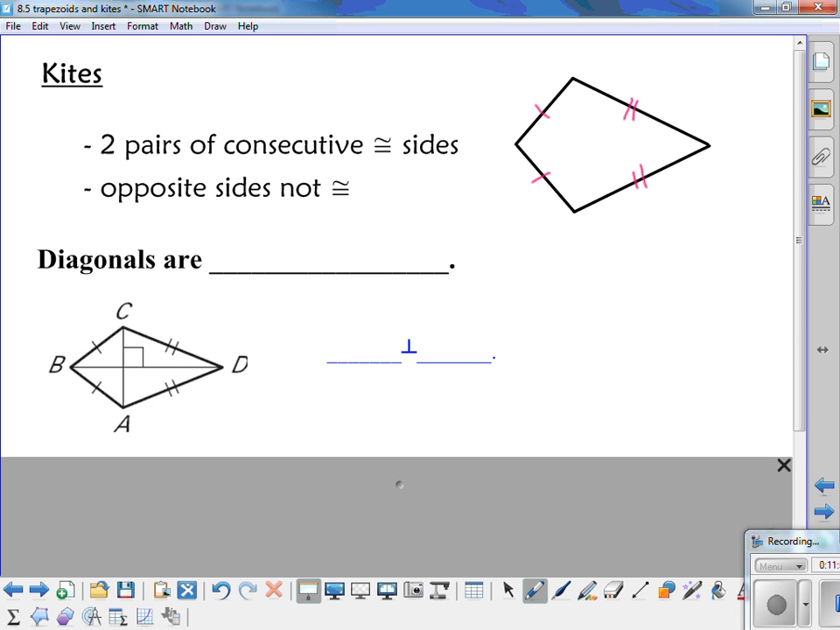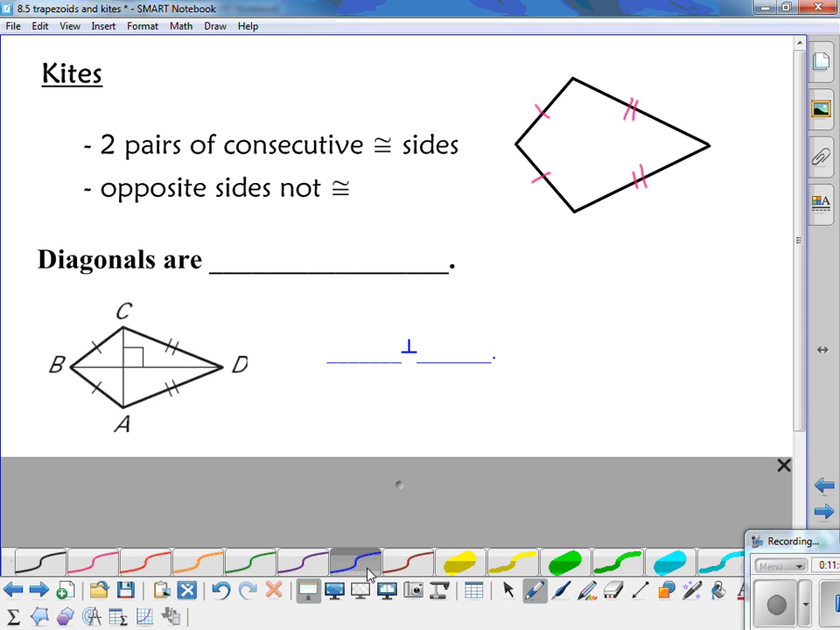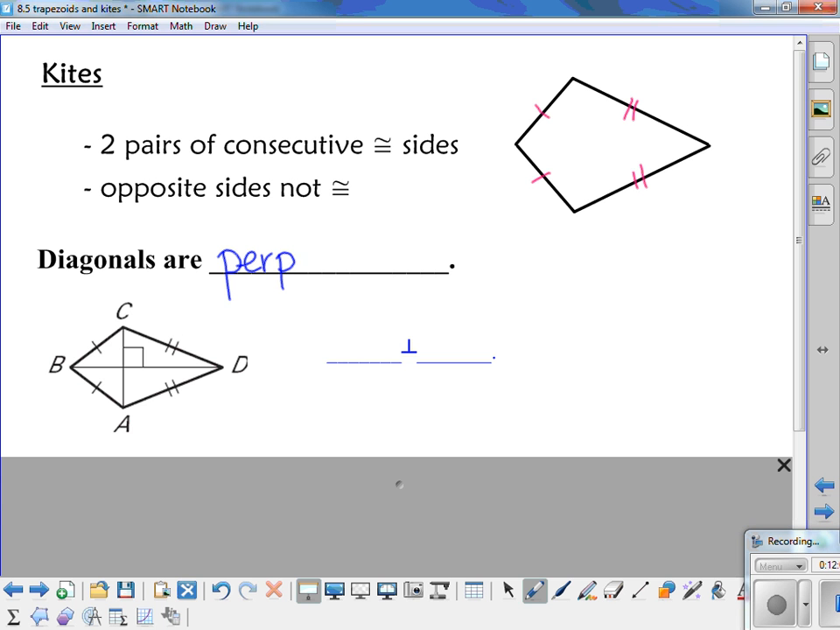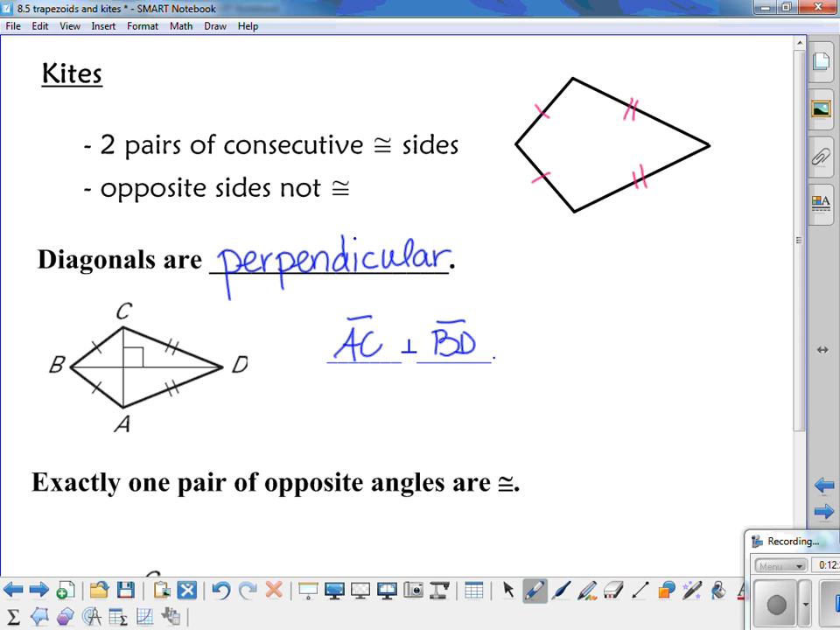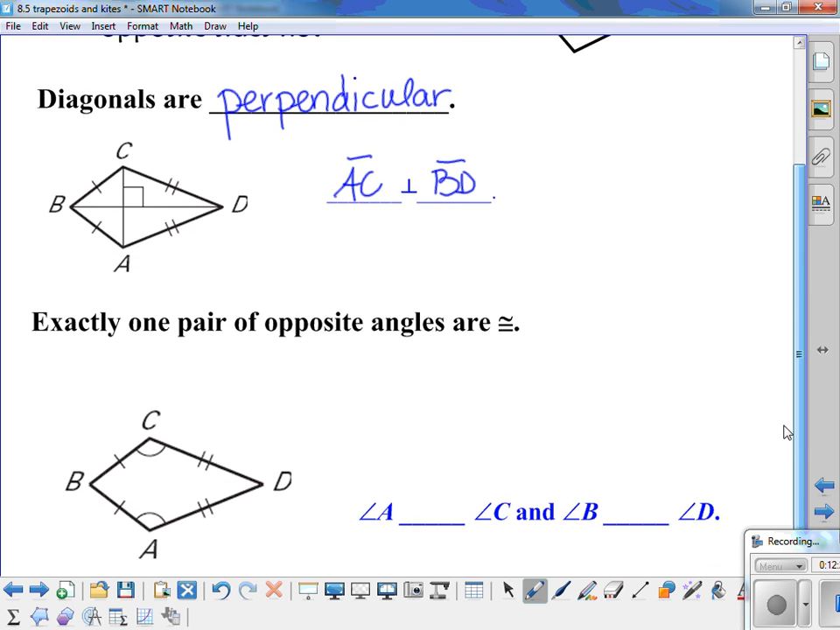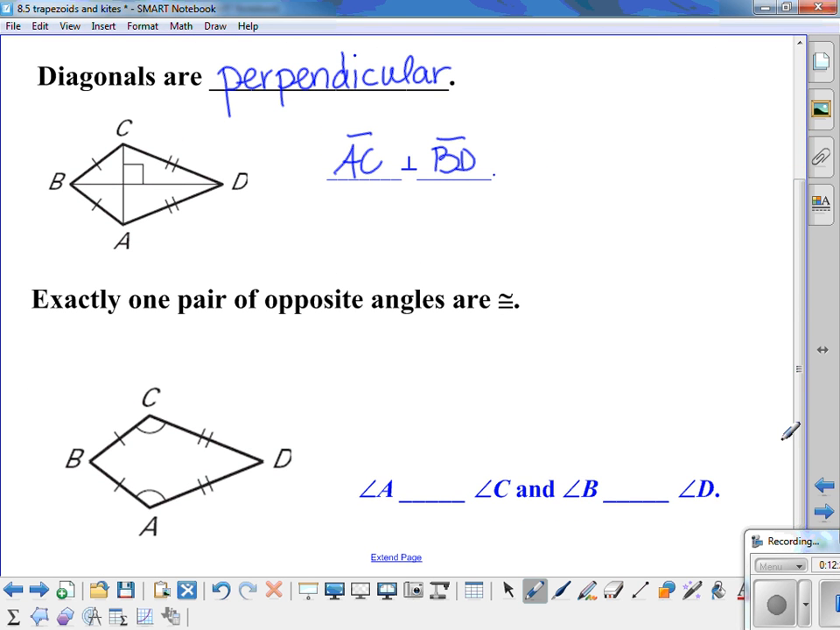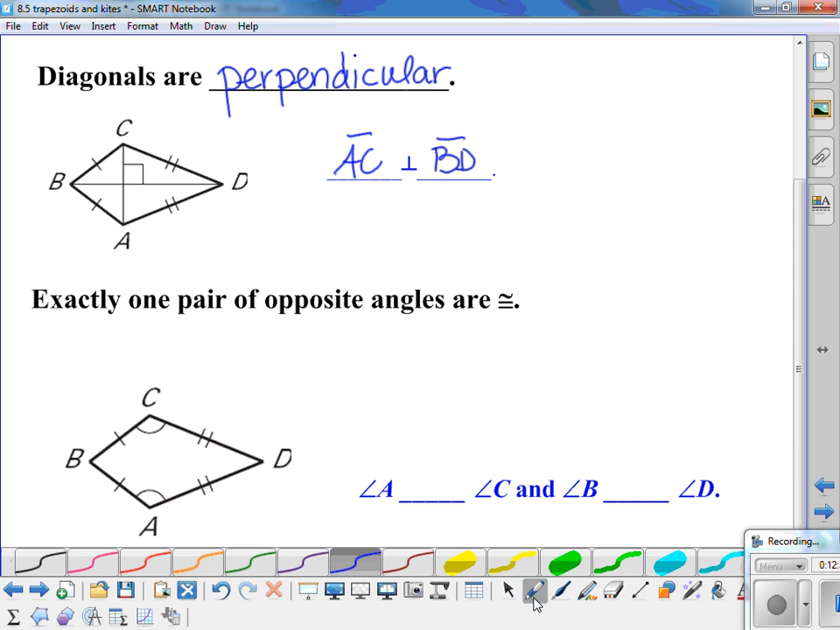It turns out whenever you have a kite, the diagonals are perpendicular. So we're going to be making some right triangles. Undoubtedly we'll have some problems with the Pythagorean theorem. So in this figure, AC is perpendicular to BD. And another thing that's true for kites is that exactly one pair of opposite angles are congruent. And it's the pair of angles that are between the non-congruent sides.